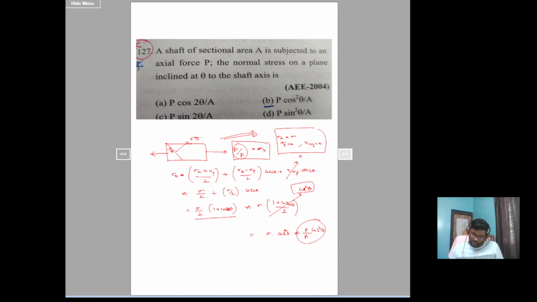Here the key point is that (1 plus cos 2 theta) by 2 is cos square theta. If you don't know this, you won't get this answer, even though you have all the concept. If you don't know this, you won't get the answer.